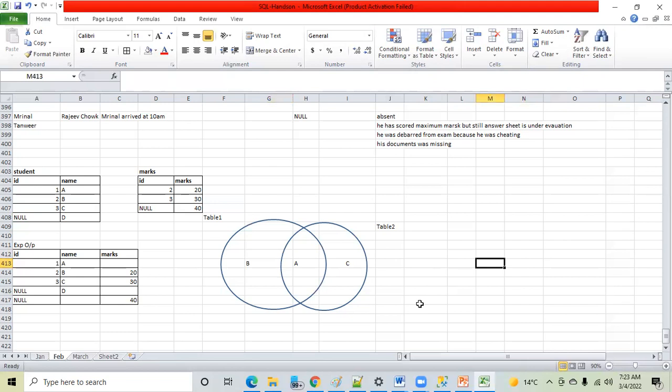I want A plus B plus C. Which join do I have to use? Full outer join. Perfect, we want full outer join. That is what I want to teach you here.